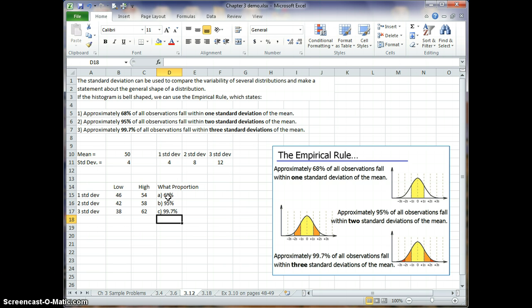So it's pretty easy to calculate, and this problem sort of made it easy, but the way I've got it laid out, you can see that as long as it's bell-shaped, approximately 68% of the observations are going to be within 1 standard deviation, 95% are going to be within 2 standard deviations, and 99.7% will be within 3. That's it for problem 3.12.